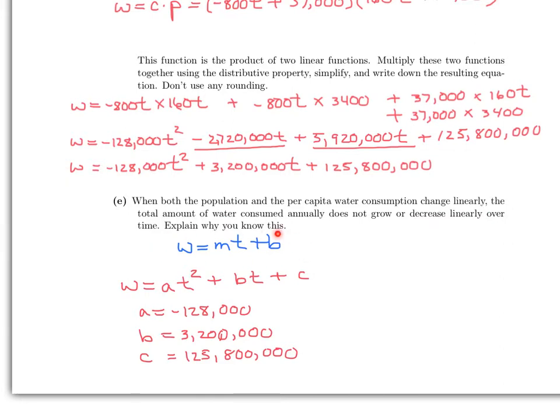It does not have this form. Instead, it has a form that looks like this, where you have a term that involves t squared. And that is why we're talking about this example in the context of quadratic functions. Quadratic functions have forms like this.